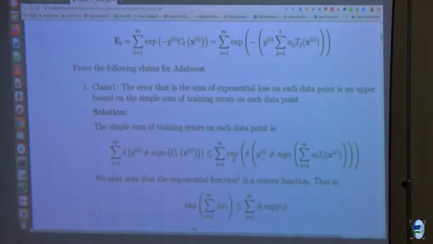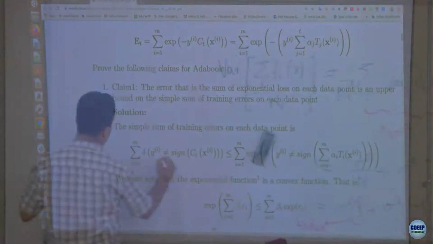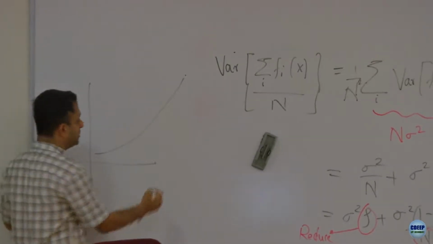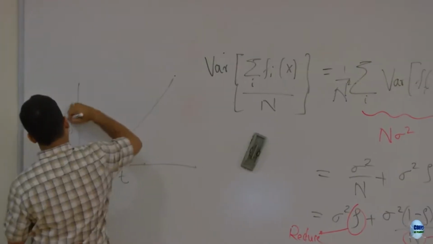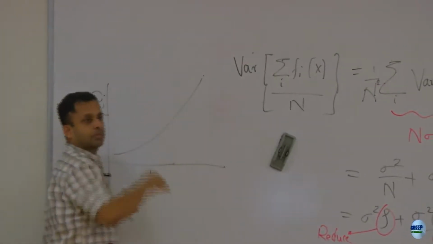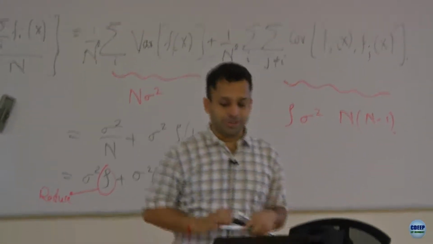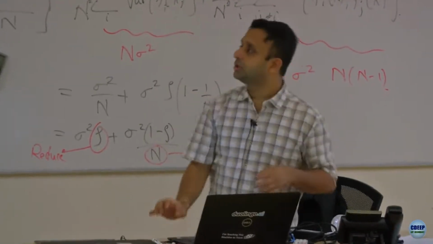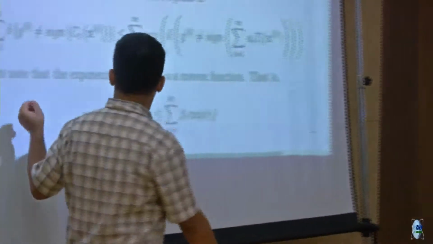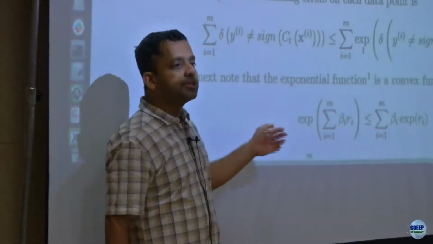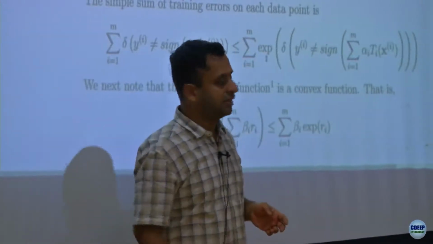Okay, so the first thing we argue is based on the convex property of the exp function. So, this is the exp function. Okay, so it is cup shaped, right? It is increasing, monotonically increasing, but it is cup shaped. So, we argue that exp of the sum of these deltas is upper bounded by the sum of the exp of the deltas.